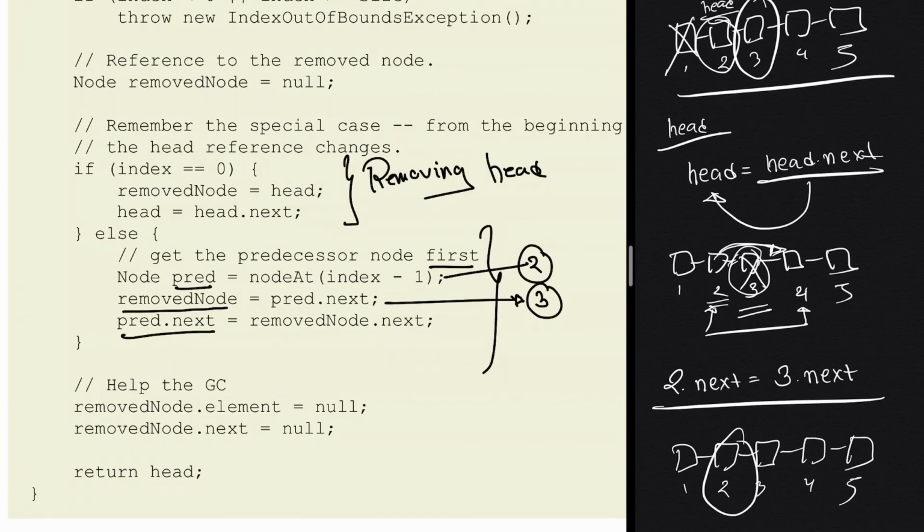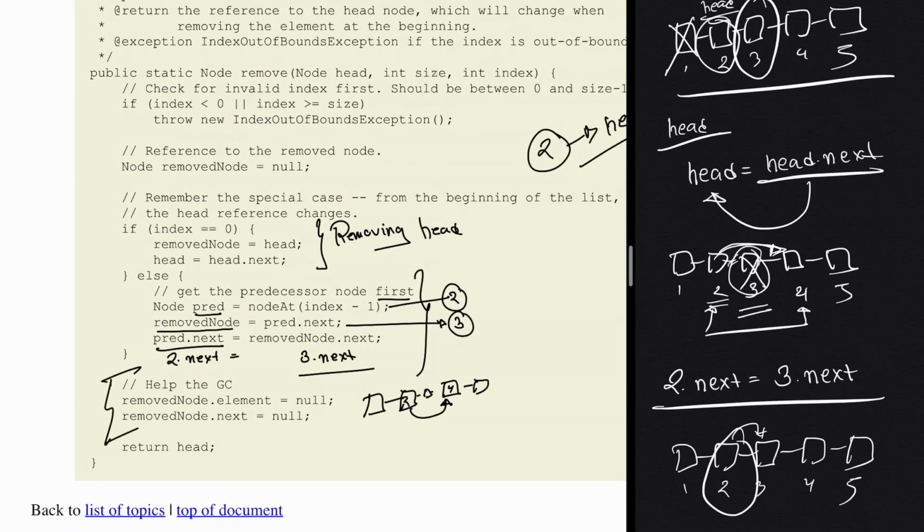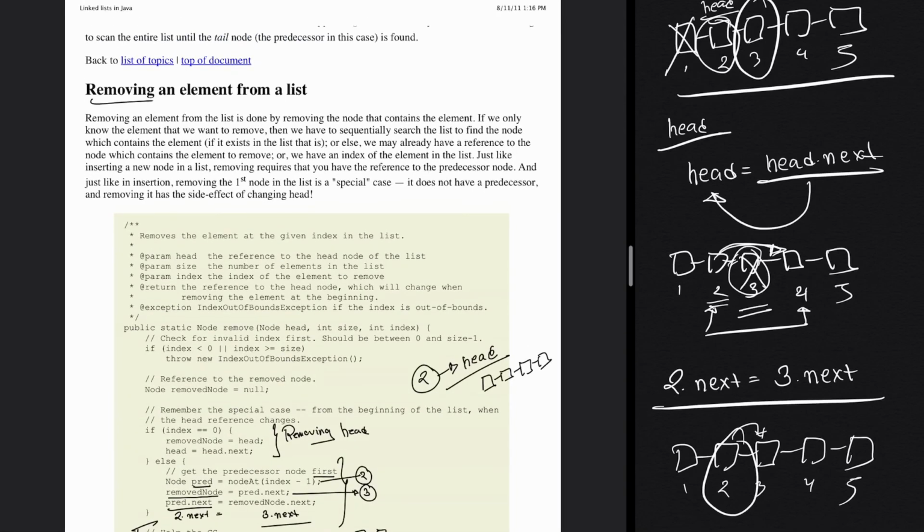Then pred.next, which is 2.next, was what? 3, right? So 2.next would be basically removed node.next. Removed node is what? 3, right? So it's basically 3.next. So what is happening here? 2 is directly pointing to 4, and 3 doesn't have any connections anymore. And this is basically helping the garbage collector. It's up to you if you want to do it or not. So this is how linked lists work. This is how removing from linked lists works.